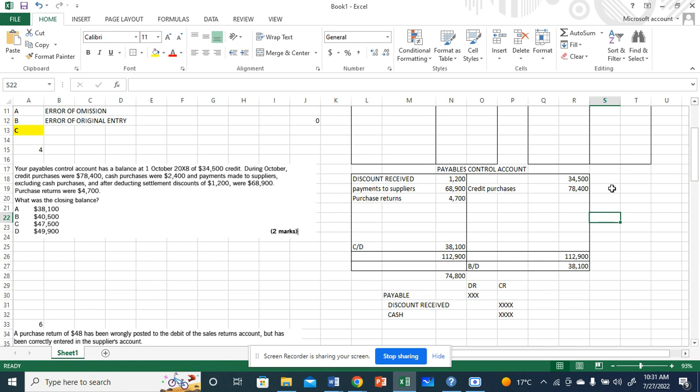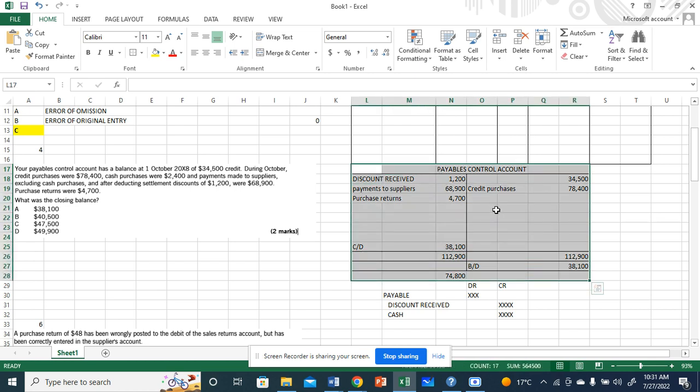Sir, on the cash purchases, I've seen a 2,400. Yes. But on our T account, it's not appearing here. Yes. With control accounts, we only deal with credit purchases and whenever you're also paying your suppliers. Cash purchases are not dealt with in control accounts. Cash purchases, you'd debit the purchases account and you credit cash. So you'd find that wouldn't affect this control account.